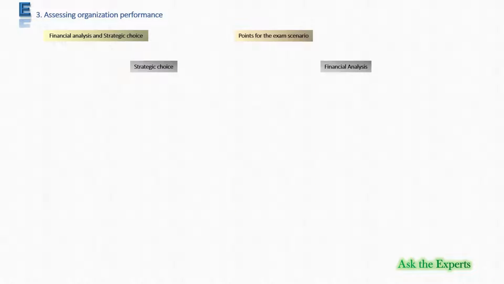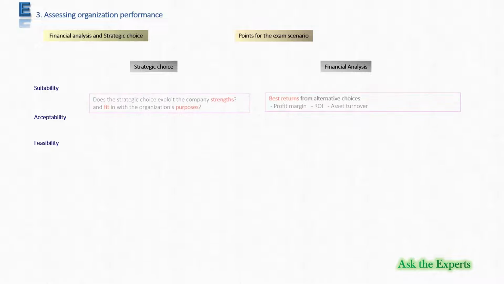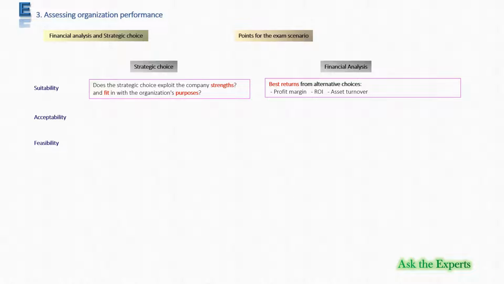Here are some points about the financial analysis and strategic choice. In other words, how could you link the financial analysis to a company strategic choice? Again, by using the SAF technique. Suitability: the profit margin, asset turnover and the ROI are common financial measures that could consider the suitability of the strategic choice. In other words, the best returns from the alternative choices.